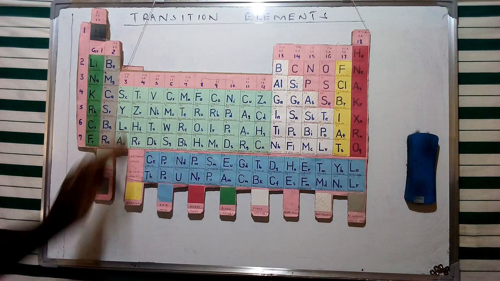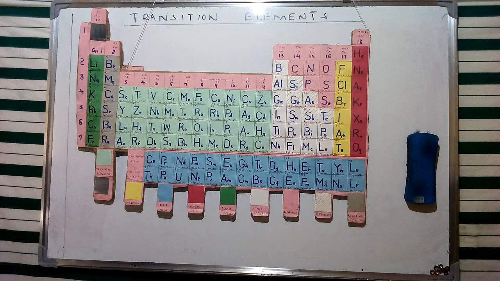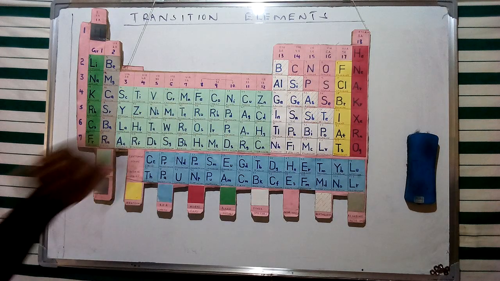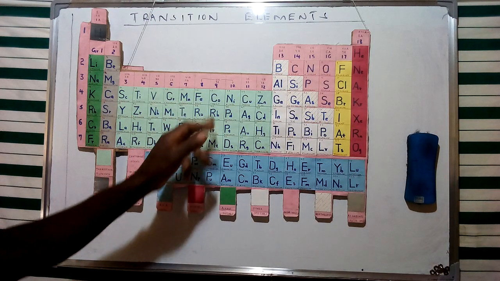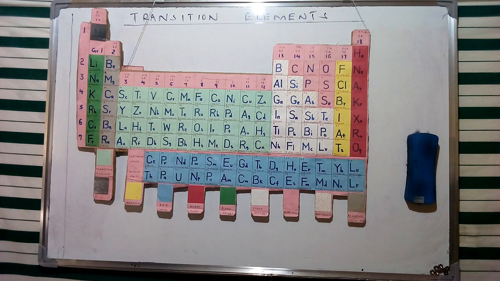So basically, I'm just going to refer to this one as the scandium group. And then we shall have the titanium group, the vanadium group, chromium group, manganese group, iron group, cobalt group, nickel group, copper group, and zinc group, which is going to form our final part of this specific transition element.